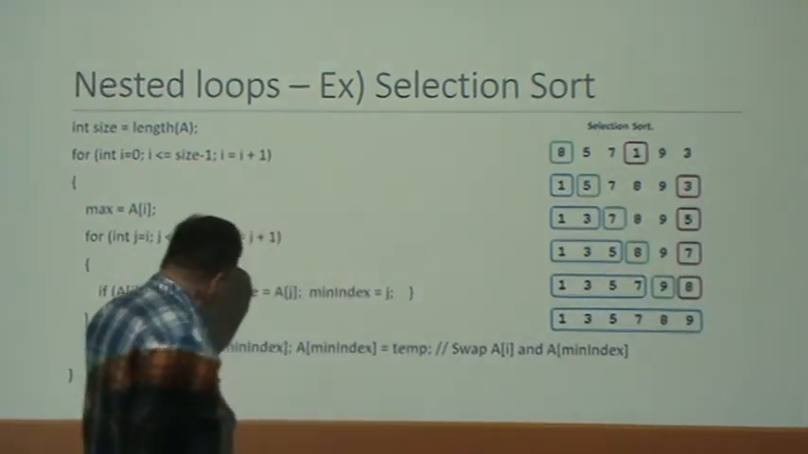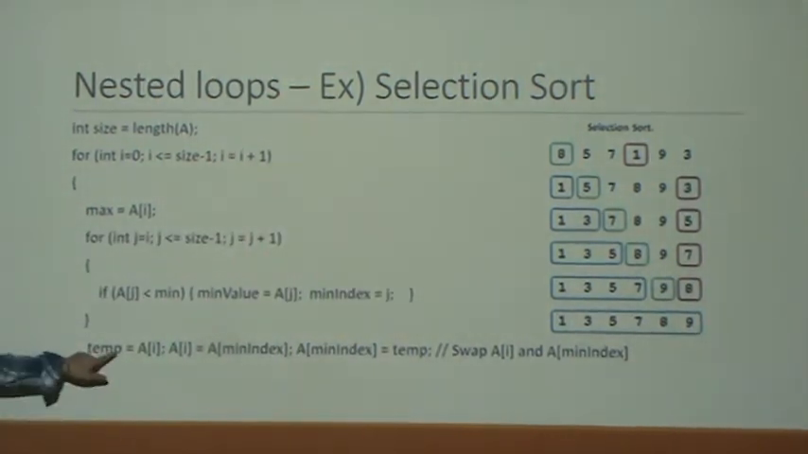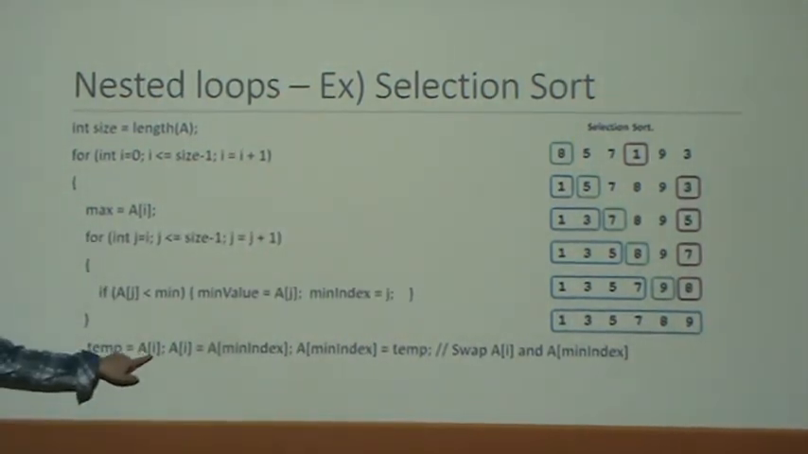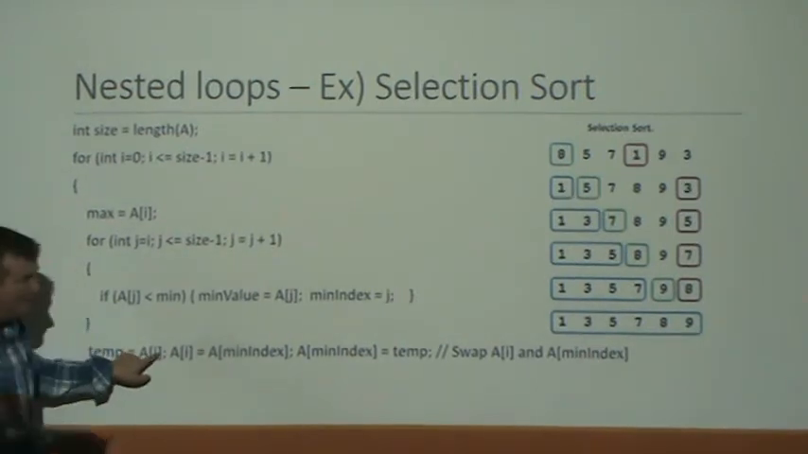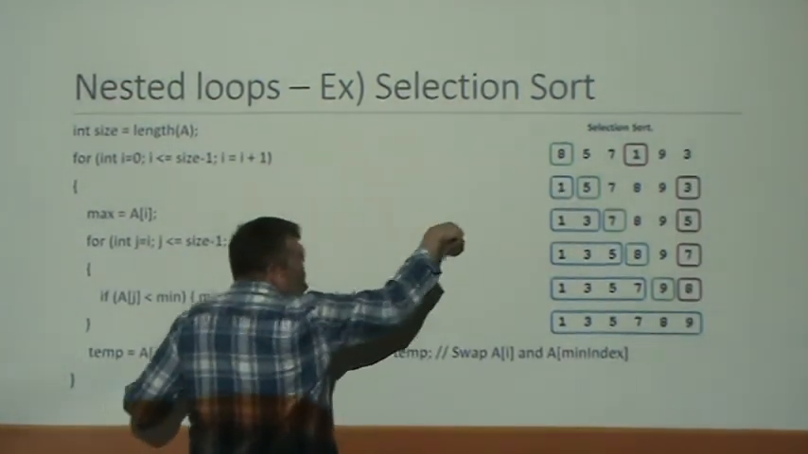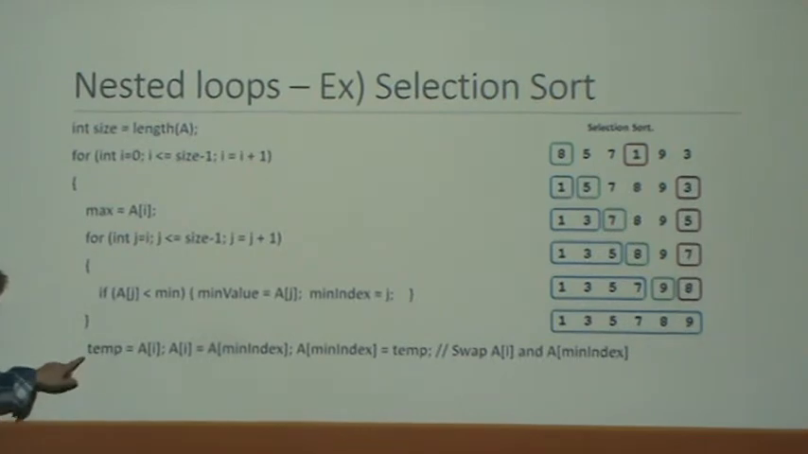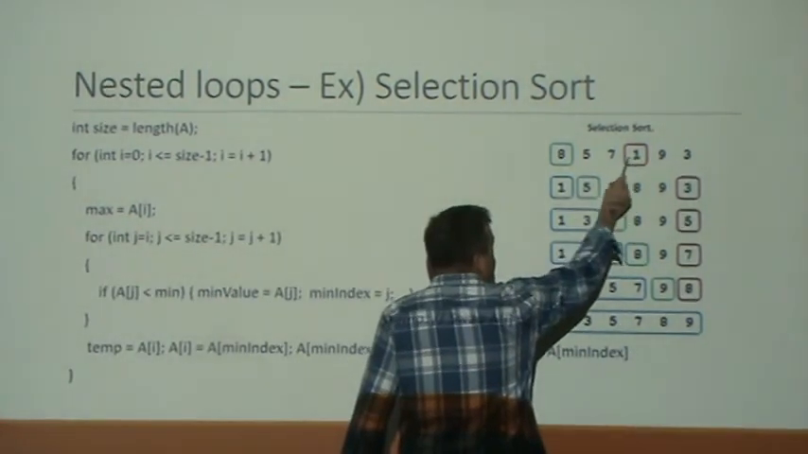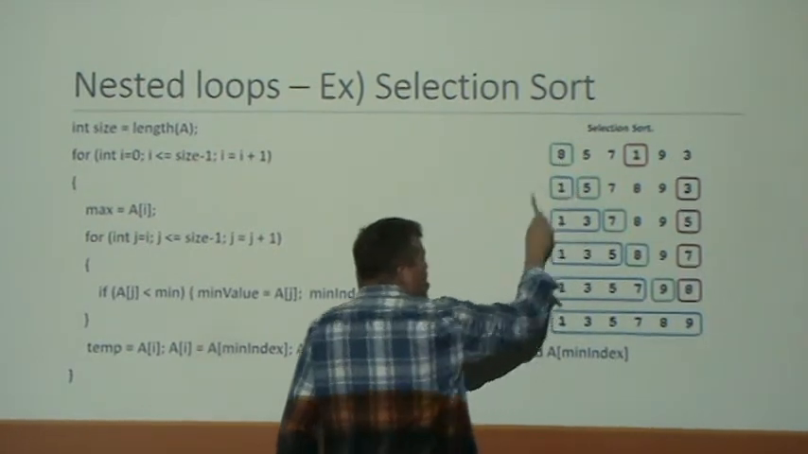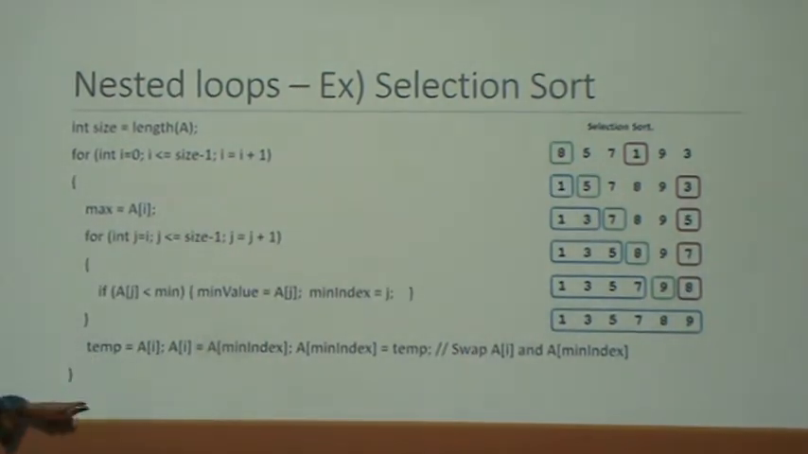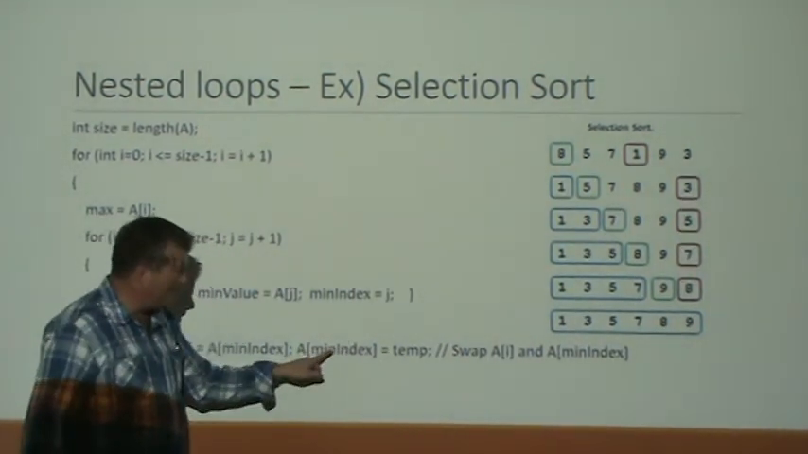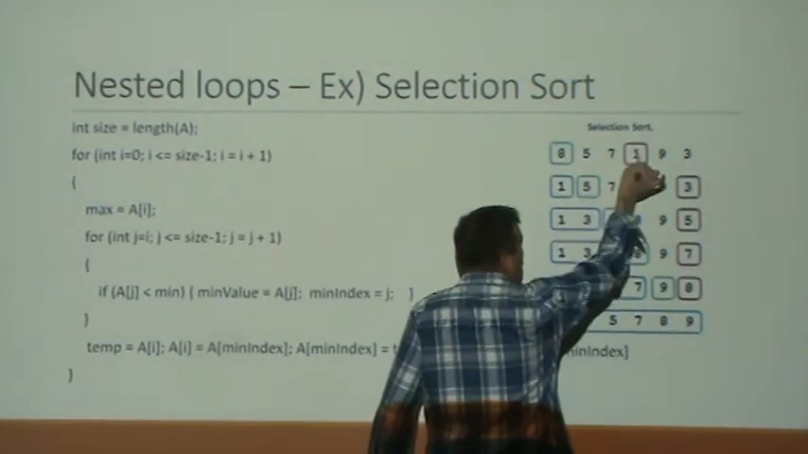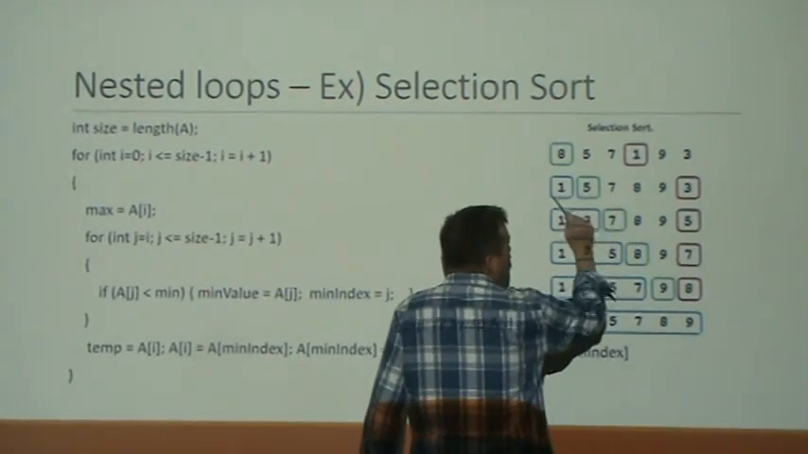So how do we swap them? Here's the line where we do the swap. We take the value in location I, which is the first one, that's the 8, and save that into a temporary variable. Take the value in the minimum one, copy the 1 over to this location. And then we take the temporary value, take the 8 and copy it into this location. So now we effectively swap 1 with 8.